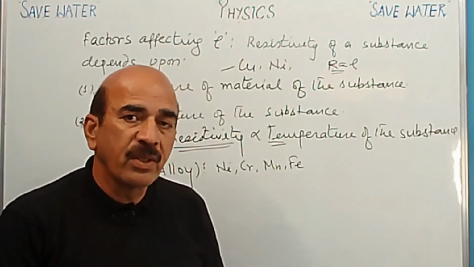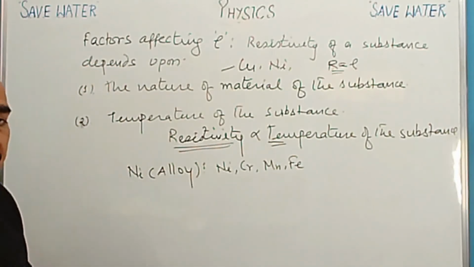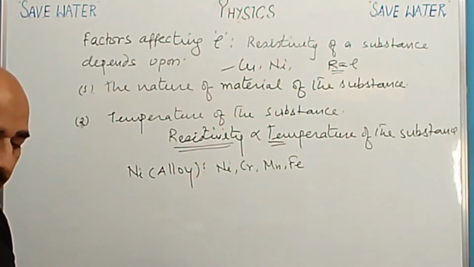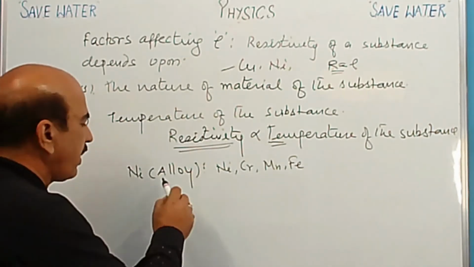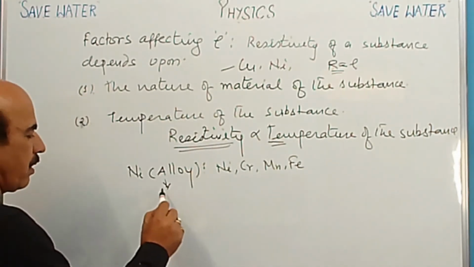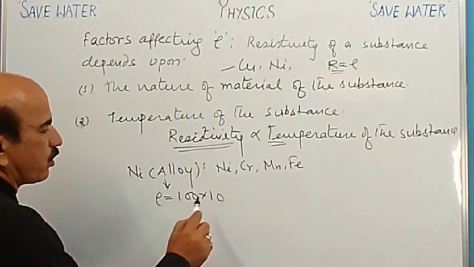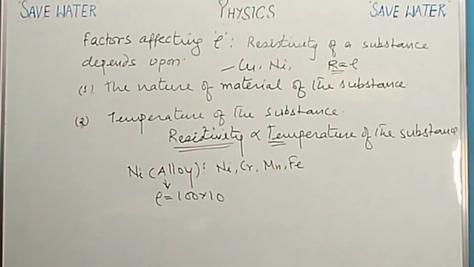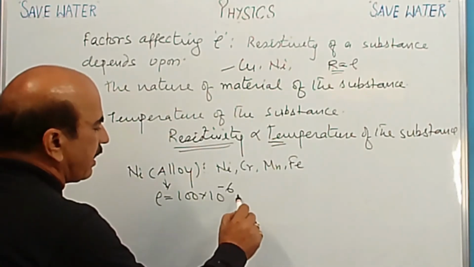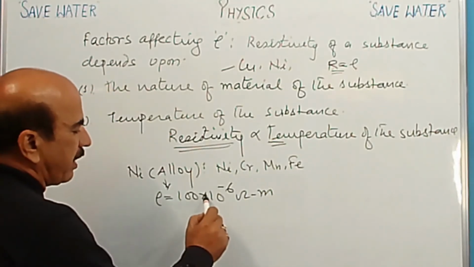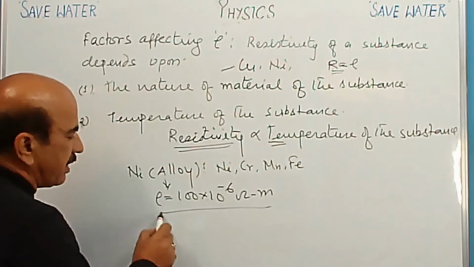It is used. Okay, and what is the resistivity of this nichrome? So the resistivity of nichrome is 100 into 10 raised to power -6, and the unit is ohm meter. So 100 into 10 raised to power -6 ohm meter is the resistivity of nichrome.